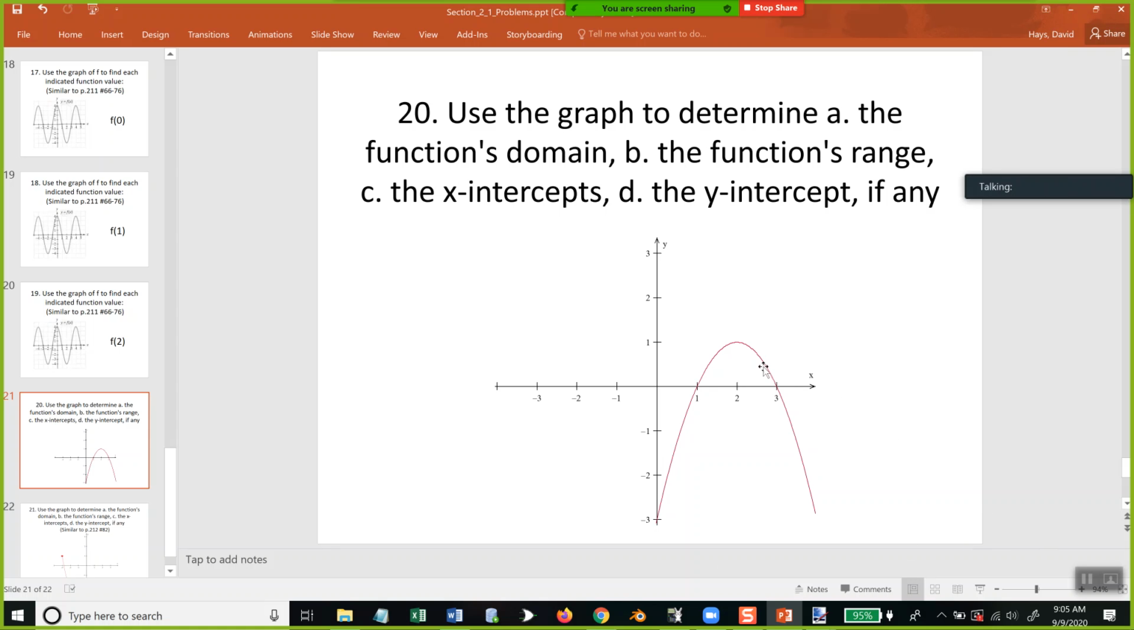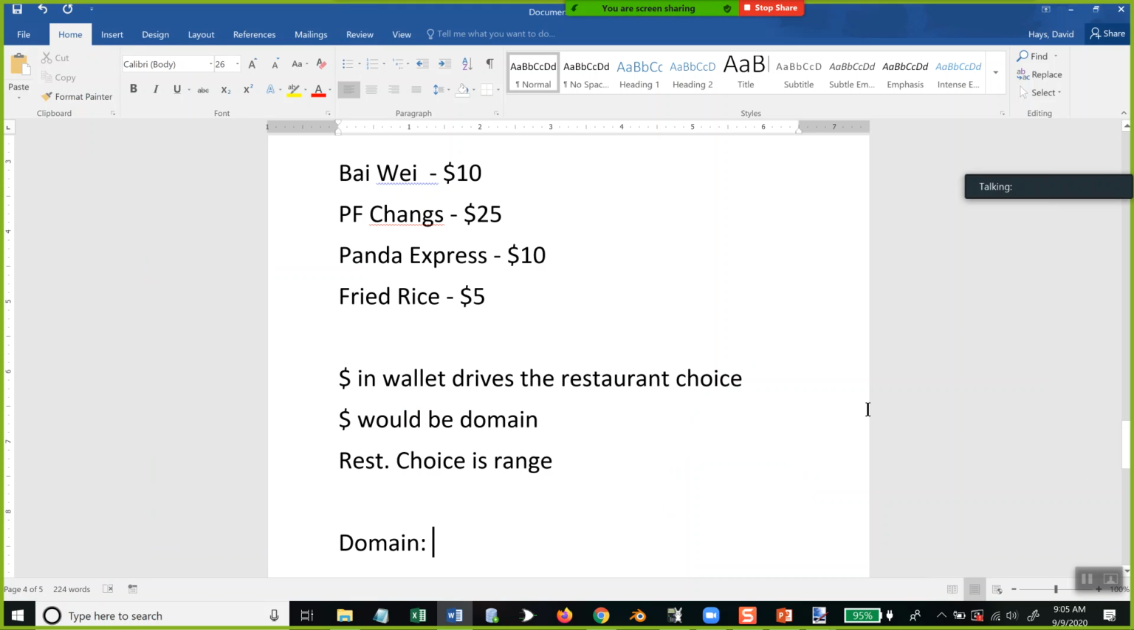Now this one, as it's going down, it's slowly going to the right. It'll keep slowly going to the right as we go down forever. So it's going to a positive infinity. So my domain is negative infinity, positive infinity.